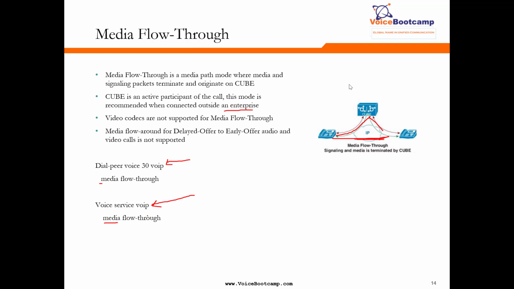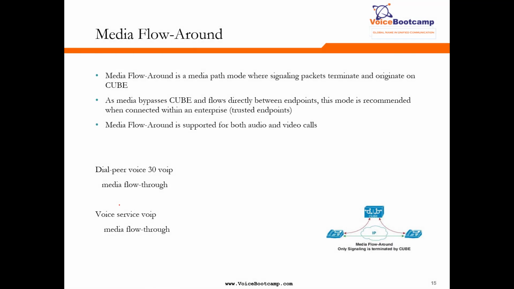The difference between them is the dial peer will only affect that particular dial peer, whereas voice service VoIP will affect all the dial peers that you have. So that can cause some problems if a certain segment of your network does not require media flow-through services. Media flow around is the opposite, where the signaling packet will terminate on the CUBE, but the RTP or media traffic will be directly between the two endpoint devices, as you can see right here.